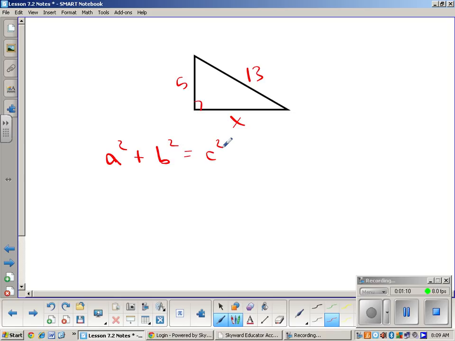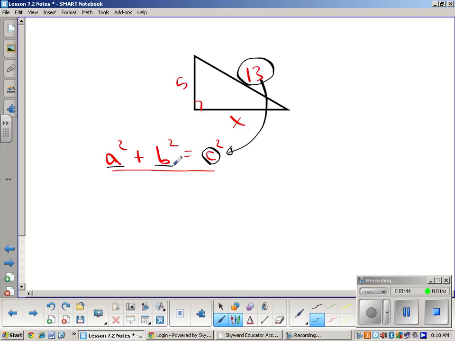After we write down the Pythagorean theorem, we have to identify which one of these is the hypotenuse. Which letter represents the hypotenuse? 13. And it is 13. Good. So the hypotenuse in the triangle is 13, so I plug that in there. So where do I put the 5 and the x? They're interchangeable. It doesn't matter where I put them, right? As long as I put them in for the legs.